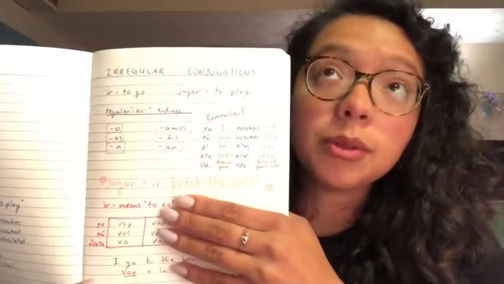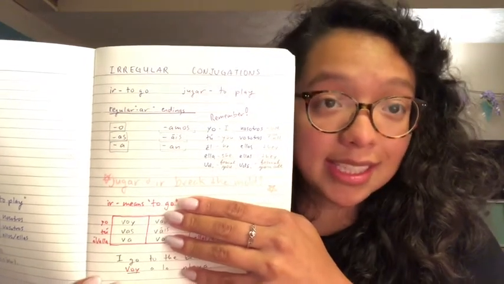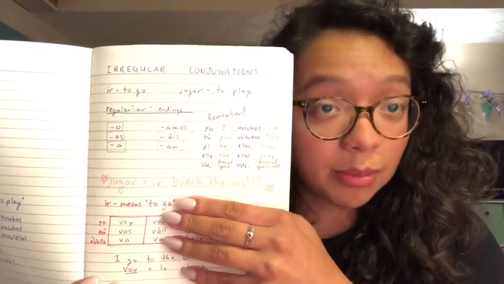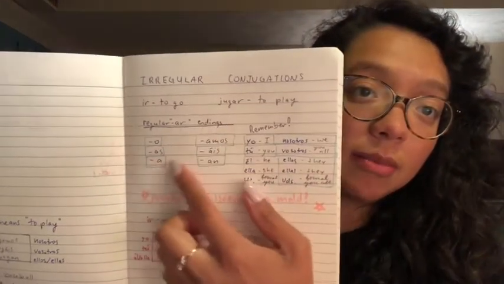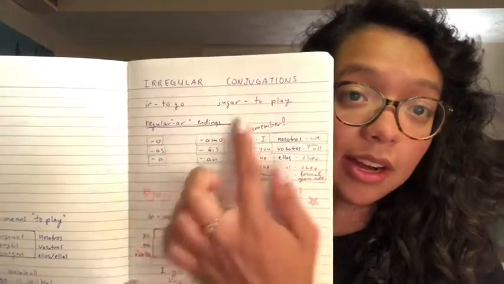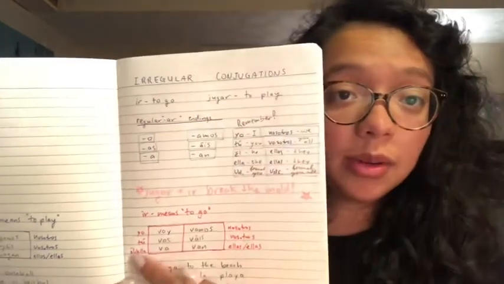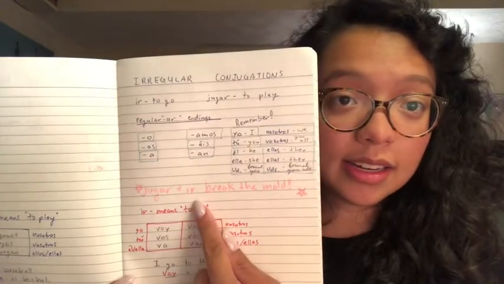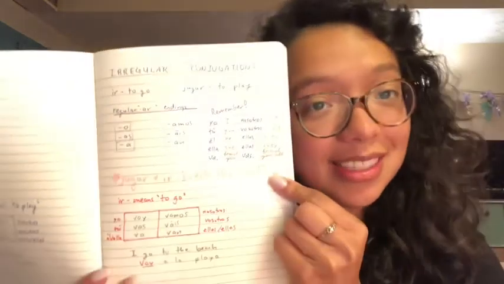Whenever you have a normal infinitive, a normal verb in Spanish that's an AR, ER, or IR verb, right? Whenever you have one of those, they follow this kind of pattern, and usually they don't change. ER and IR I didn't write down here. This one's just the AR endings. But jugar and ir break the mold, right? I said break the mold. Yes, they break the rules.